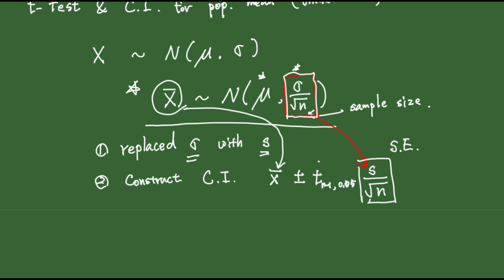So whenever we know that something follows the normal distribution, with the mean being the population mean, and if we know the standard deviation, then we can construct the confidence interval using this term and its standard deviation.